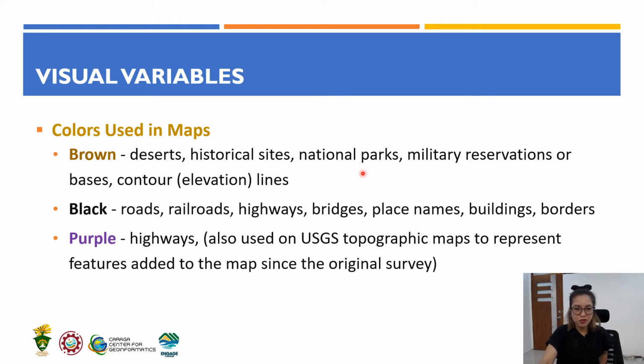The brown are for national parks, military reservations, etc. Black is for roads, railroads, highways, bridges, place names, building borders. And then purple, highways. Also used on USGS topographic maps to represent features added to the map since the original survey. That's also possible. If someone needs to update a map, then the features that were added for the map to be updated, they can use purple and those elements to emphasize that these are recently added elements.